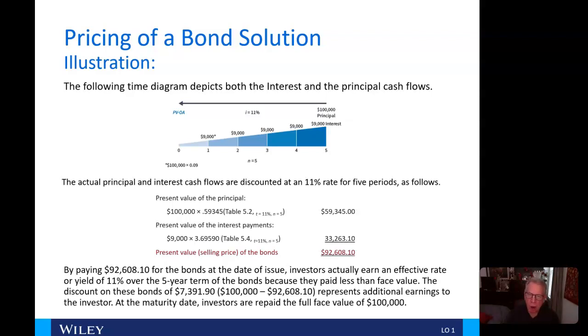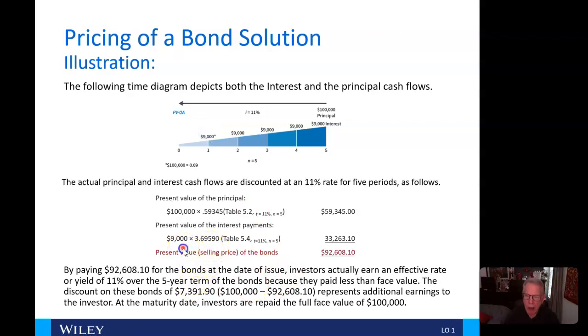And when we left off, we were looking at illustrating an important conceptual point. Here we are taking the present value of an annuity at $9,000. We look it up in table 5.4, at the prevailing interest rate, and the number of periods is 5 years. It's not what's written on the bond, which was 9%.